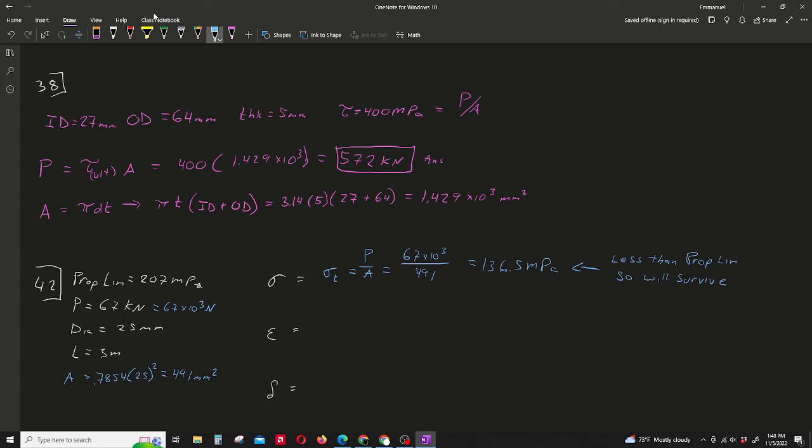Epsilon is going to be 136.5 divided by E, which we can grab E from the back of the book, 70 10 to the third, which gives us 1.95 10 to the negative third.